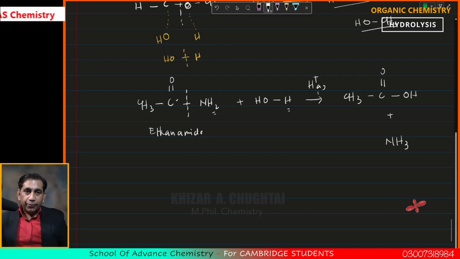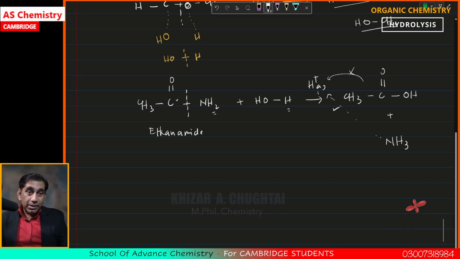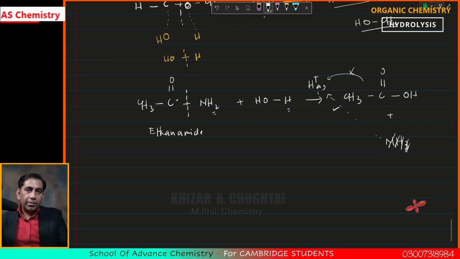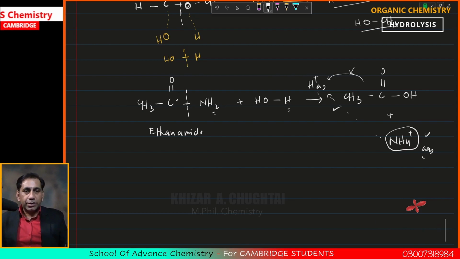Now, what is the second step? The second step is we will check whether it can react with the catalyst. Can this react with the catalyst? Answer is yes. NH3 is a base and this is the acid. So NH3 will react with the acid, and there will be no NH3, there will be NH4 positive ion. You are not allowed to write NH3, you will write NH4 positive ion aqueous. So this is the final step.